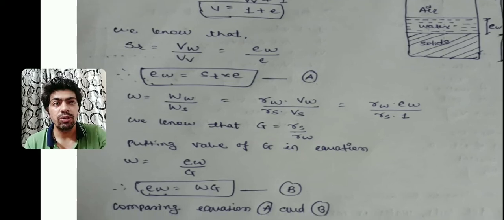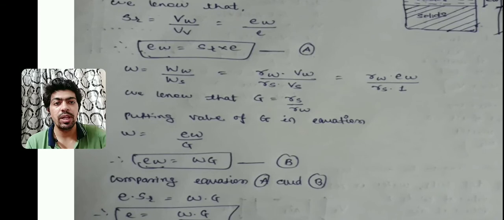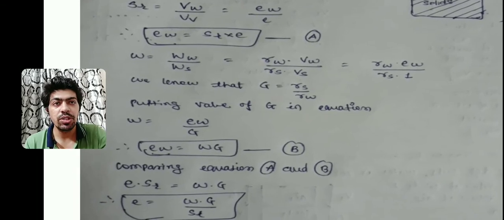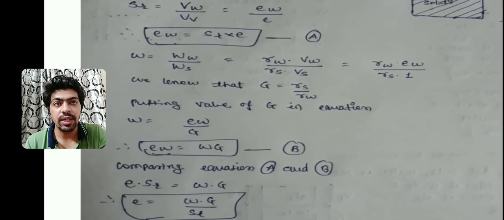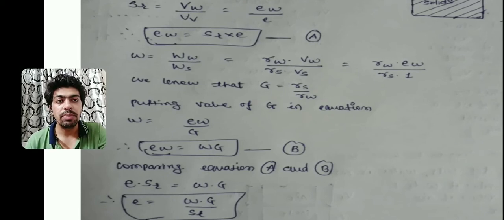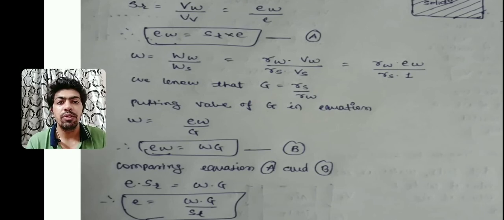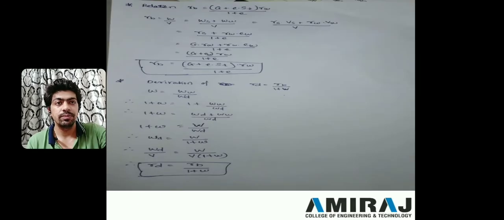Now comparing both equation A and equation B, what will happen? From equation A we can see that Ew is equal to Sr into e, and from equation B we can see that it is W into G. So by comparing, the equation becomes e into Sr is equal to W into G. So from this, the equation of void ratio becomes e equal to W into G upon Sr. Okay, so going to the next slide.